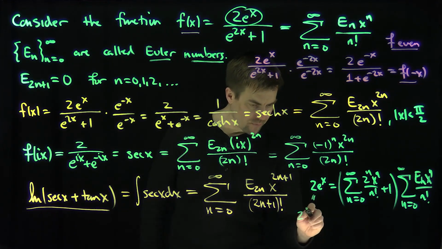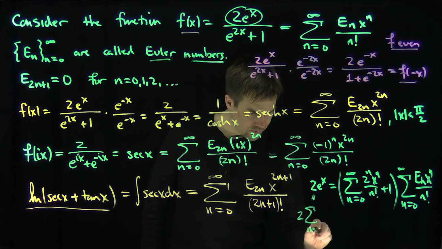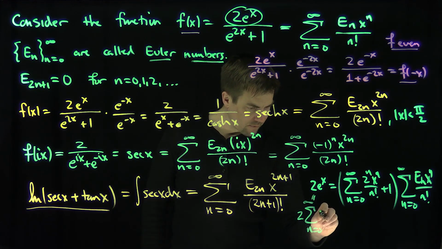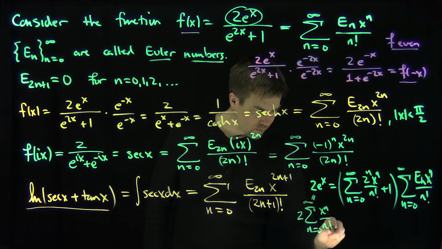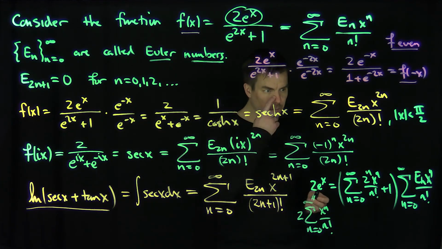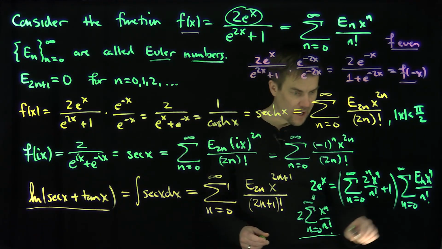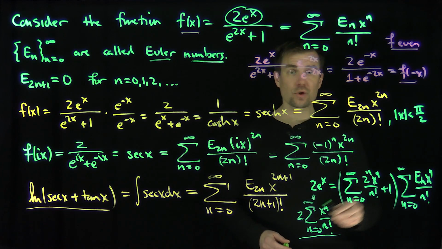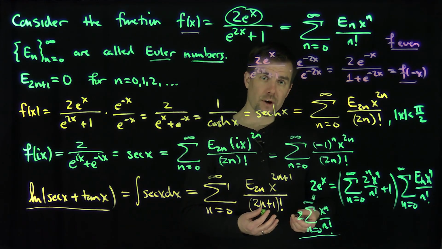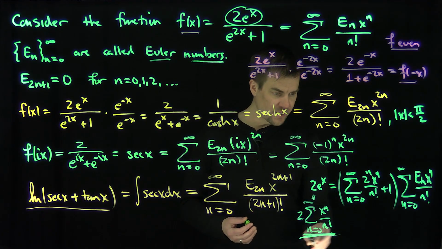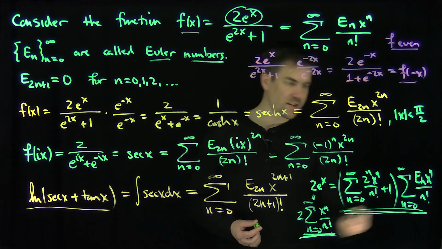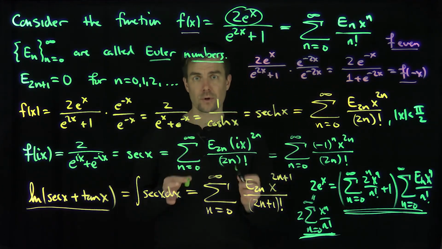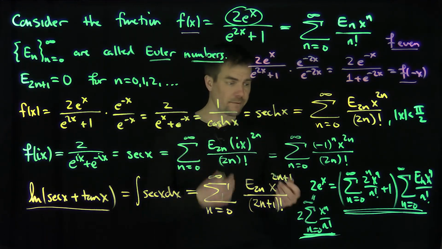This is going to be 2, the sum n goes from 0 to infinity of x to the n over n factorial. What we're able to do from this is that if I multiply these expressions out over here, I will get a recursion relationship for these Euler numbers. So by comparing the coefficients in this Taylor series with the coefficients in this Taylor series over here, I'll be able to construct a recursion for these Euler numbers, which has the following form.